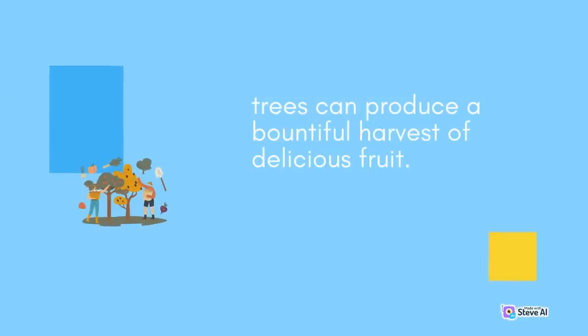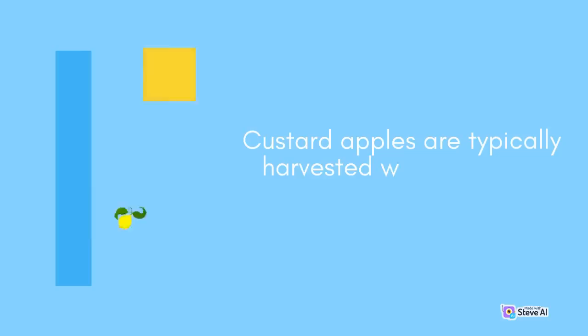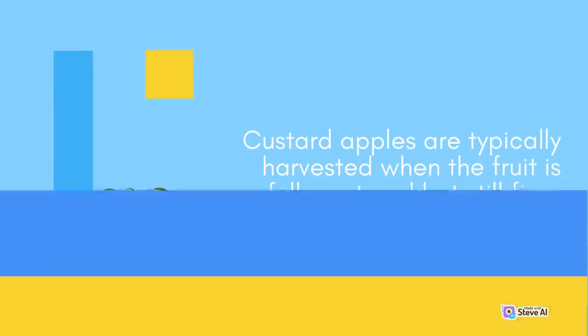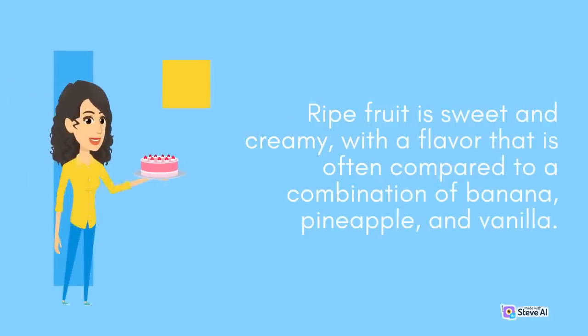Trees can produce a bountiful harvest of delicious fruit. Custard apples are typically harvested when the fruit is fully matured but still firm. Ripe fruit is sweet and creamy, with a flavor that is often compared to a combination of banana, pineapple, and vanilla.